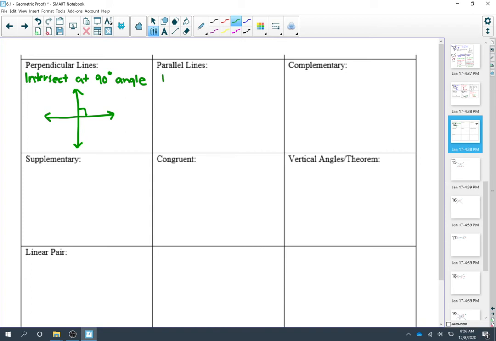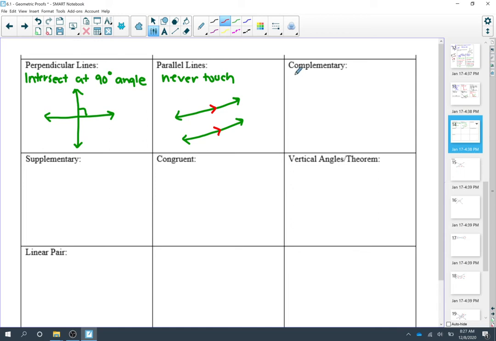Parallel lines never touch. Okay, they have the same slope. So if one's going like this, then the other one's going like this. Now, the way we show parallel lines is you can put little arrows on them. So if you see those little arrows, that should remind you that those are parallel lines. They're never going to touch.